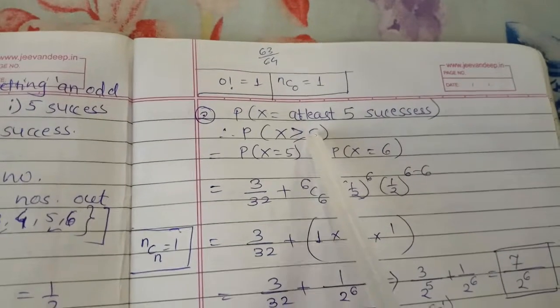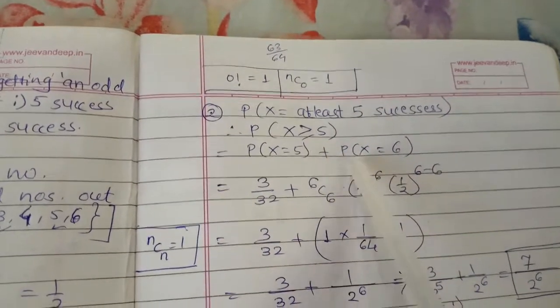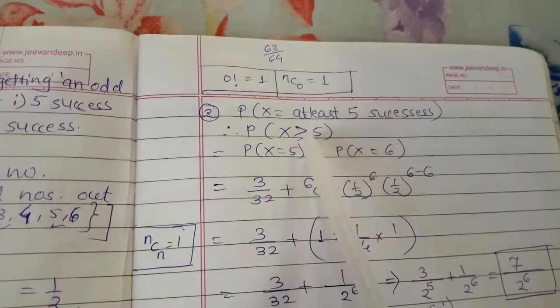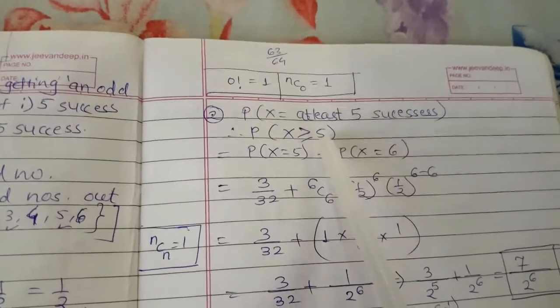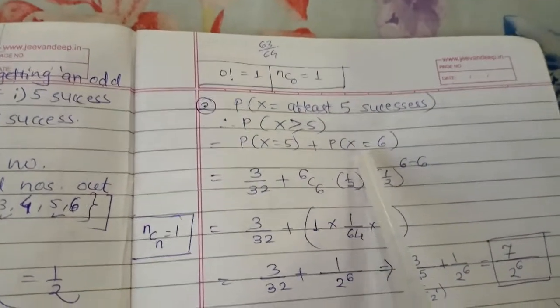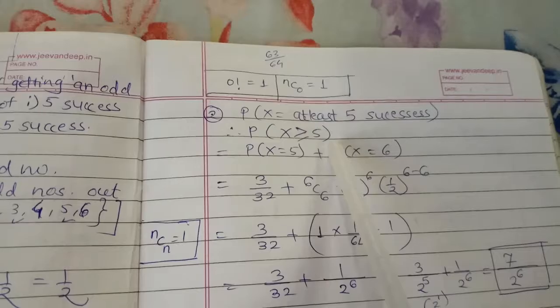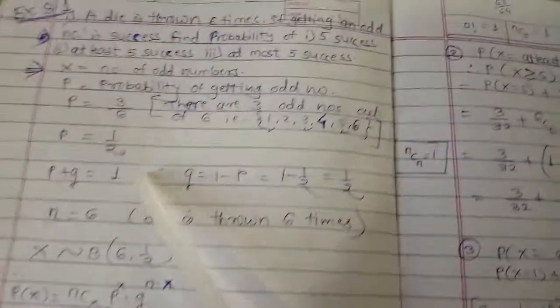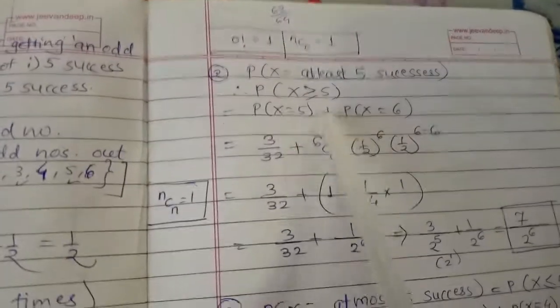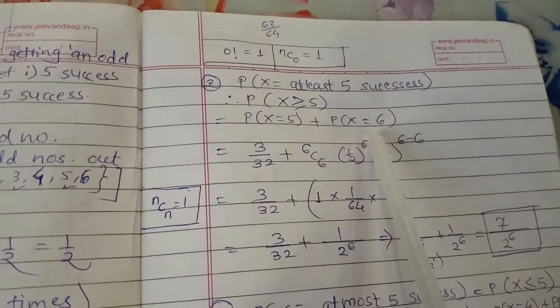Greater than equals to 5 means x is equals to 5 plus x is equals to 6. So we have to find out the successes which are greater than equals to 5, means it includes 5 as well as it includes 6. हमें 5 से ज़्यादा सक्सेस चाहिए up to 6 because the number of attempts is 6, n is equals to 6. So here we write that is x is equals to 5 and x is equals to 6.